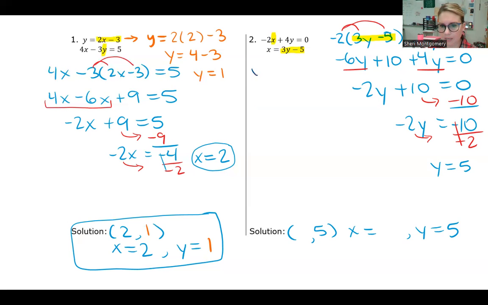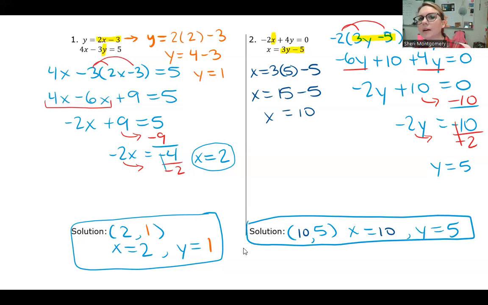So when I go to plug it in, X is equal to 3, and I know that Y is 5 minus 5. So X is equal to 3 times 5, which is 15, minus 5. X is equal to what? 10. And that is my solution.